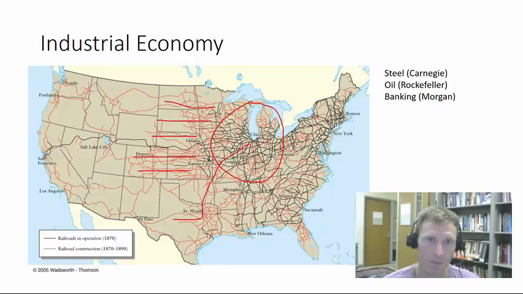So steel, which Andrew Carnegie, an influential businessman, helps create an industrial economy. Oil, which won't be used for energy at this point, but used more so for lubrication and for lights and things like that, is going to be an important business. And then finally, the massive accumulation of capital and then the disbursement of it, the use of it, the manipulating of capital.